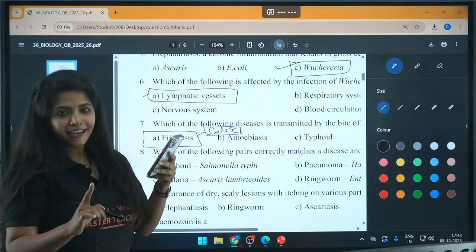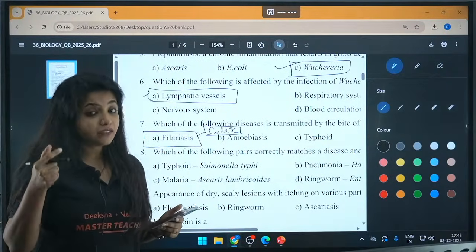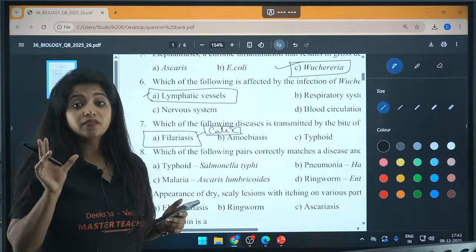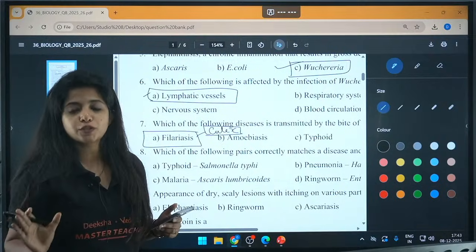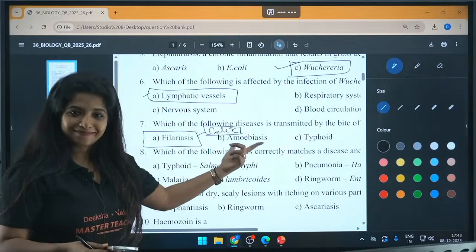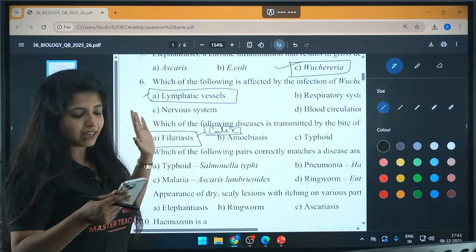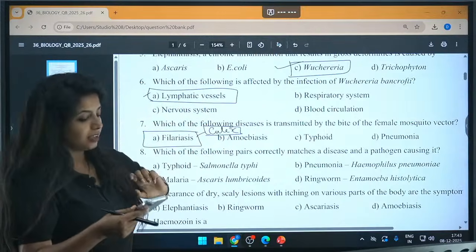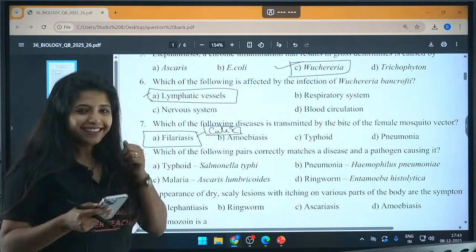This mosquito's name is not given in your NCERT, but one thing is given, that it is spread through the bite of a mosquito. So please understand, it is this mosquito which spreads it. Filariasis is your answer for this question. Okay, fine. Can we go ahead?